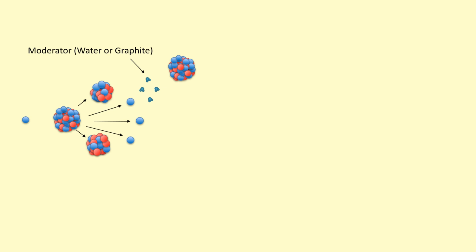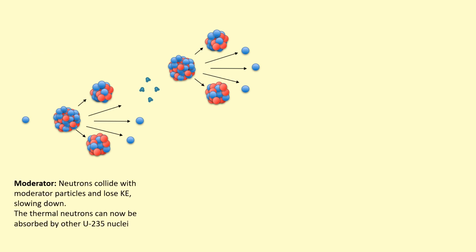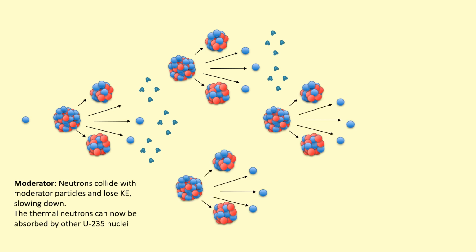For example, water and graphite. The fast neutron collides with these and it loses some of its kinetic energy, and becomes slow enough that it can be absorbed by the uranium-235 and cause another fission reaction. And so the function of the moderator: the neutrons collide with the moderator particles and lose kinetic energy, slowing down, and they become thermal neutrons which can be absorbed by uranium-235. And this can continue, and this is what a chain reaction is.